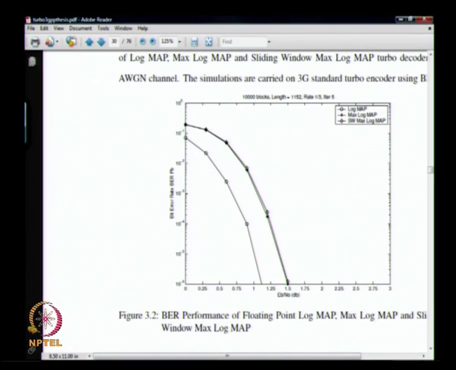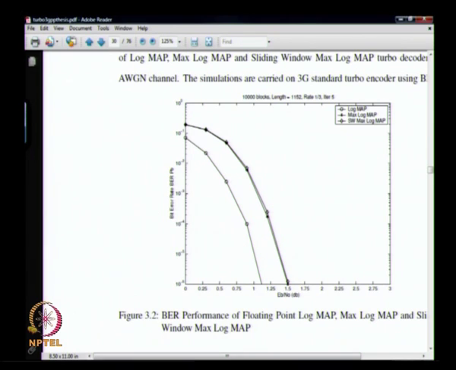This is bit error rate versus Eb over N0 for a rate 1/3 turbo code with 5 iterations. You can see that in the title, and the length is 1152. That is the maximum possible length in 3GPP, and he has simulated 10,000 blocks. You can see here there are 3 different decoders. One is called log map. Log map is basically BCJR, complete BCJR.